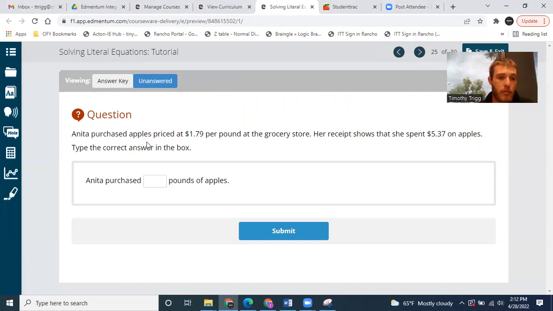Anita purchased apples priced at $1.79 per pound at the grocery store. Her receipt shows that she spent $5.37 on apples. Type the correct answer in the box. Anita purchased blank pounds of apples. Well, this is a pretty easy one.